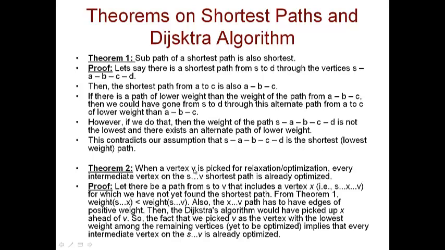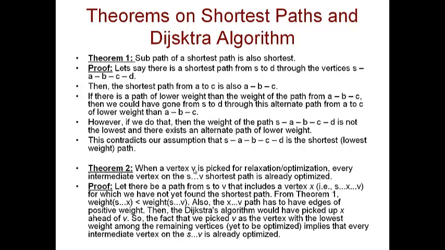So that's the next proof. When we say a vertex V is optimized, which means all the intermediate vertices on the path from S to V are also optimized. We have to prove that when we say a vertex V is optimized, which means you have found the shortest path from S to V, all the intermediate vertices on the path from S to V are also optimized. So how do we prove that?